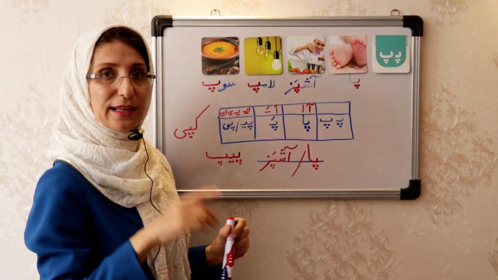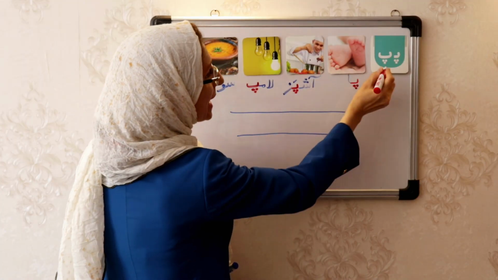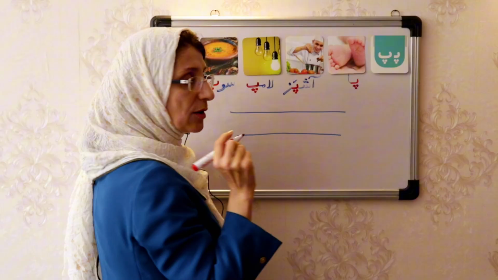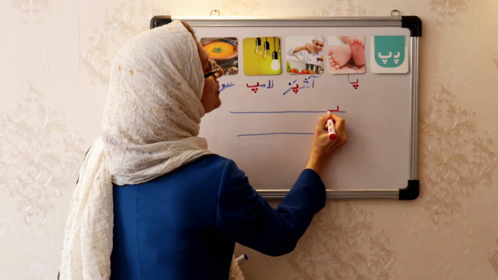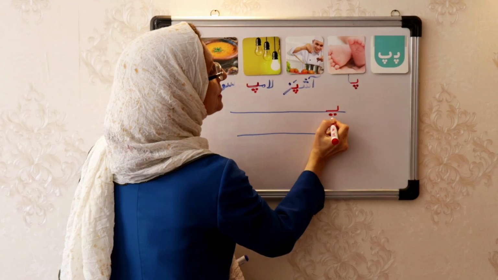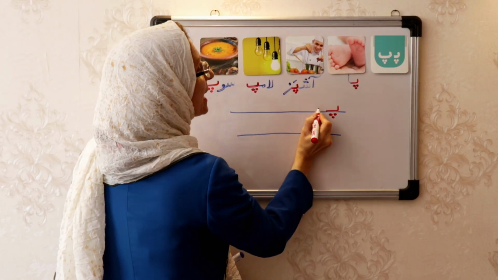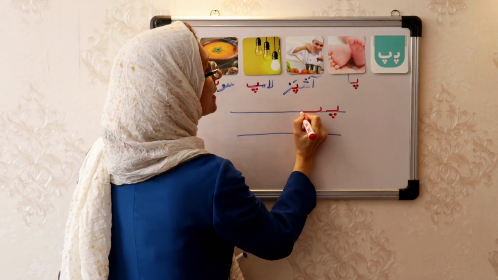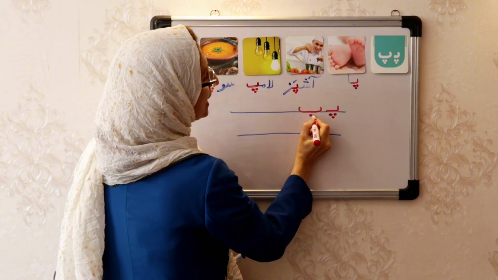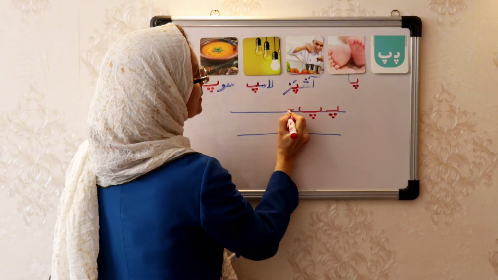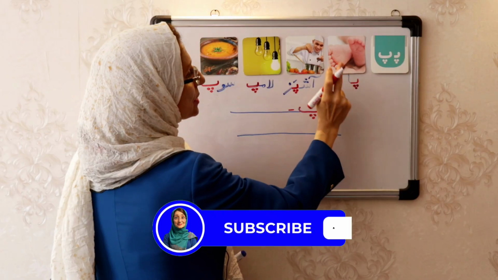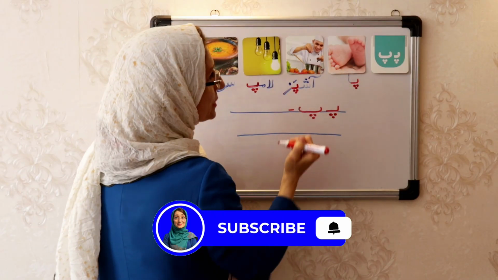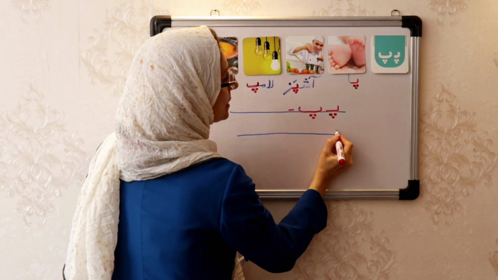Now, let's give you your homework. One line. پ اول پ آخر. Beautiful curve, 3 beautiful dots below. پ اول پ آخر. Continue to the end and the words you know the alphabets.